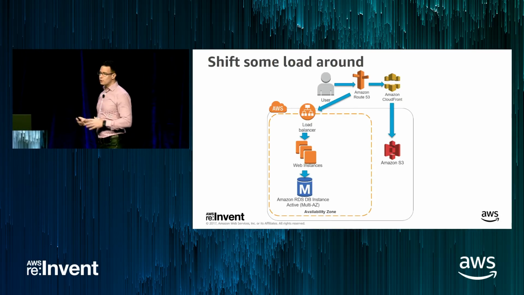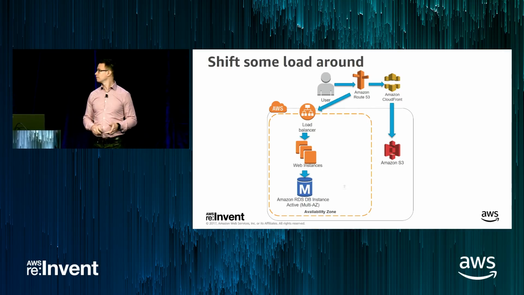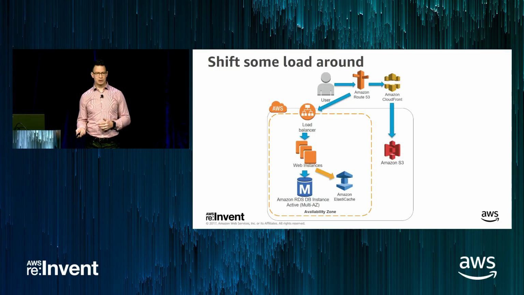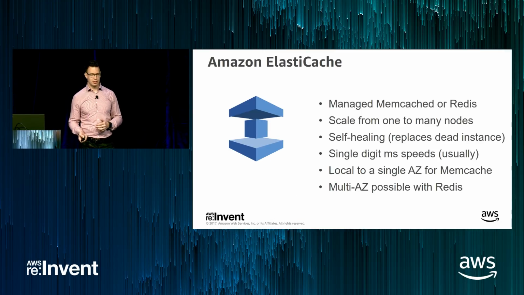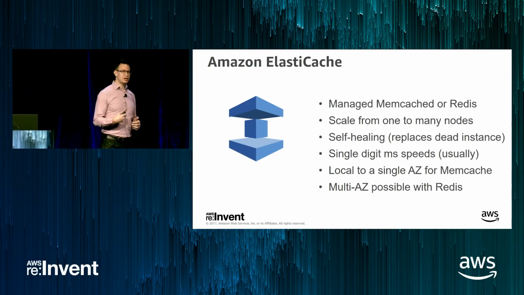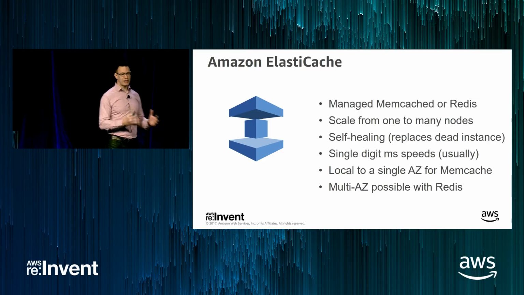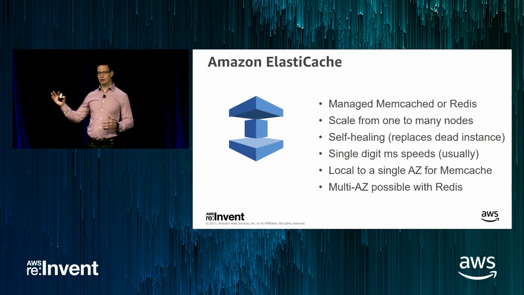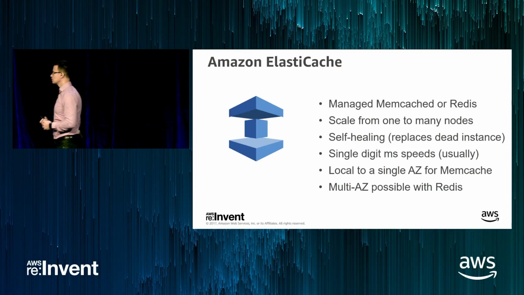Now, we can shift the load around even further. We can cache our requests to our database using Amazon ElastiCache. So this is a managed Memcached or Redis cluster. It'll scale up to many nodes, as many as you need. It'll heal nodes that fail, replace them, and it's going to give you single-digit millisecond speeds.